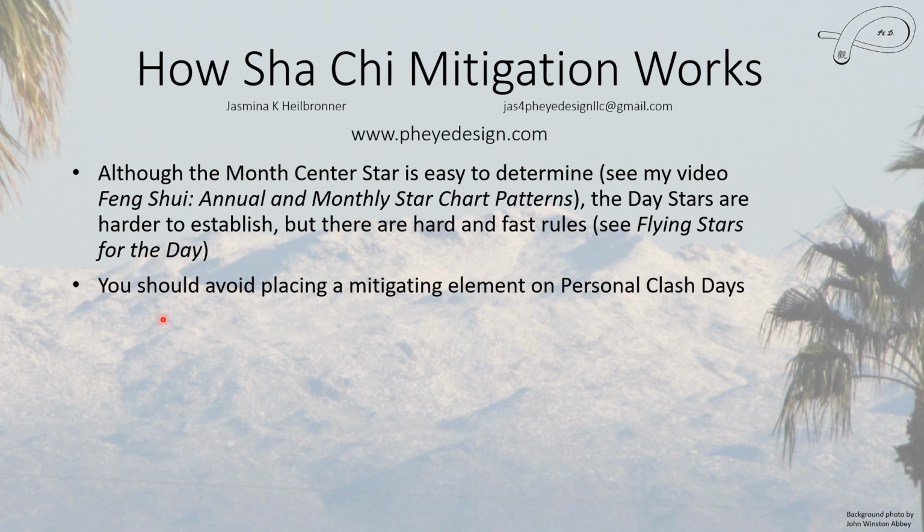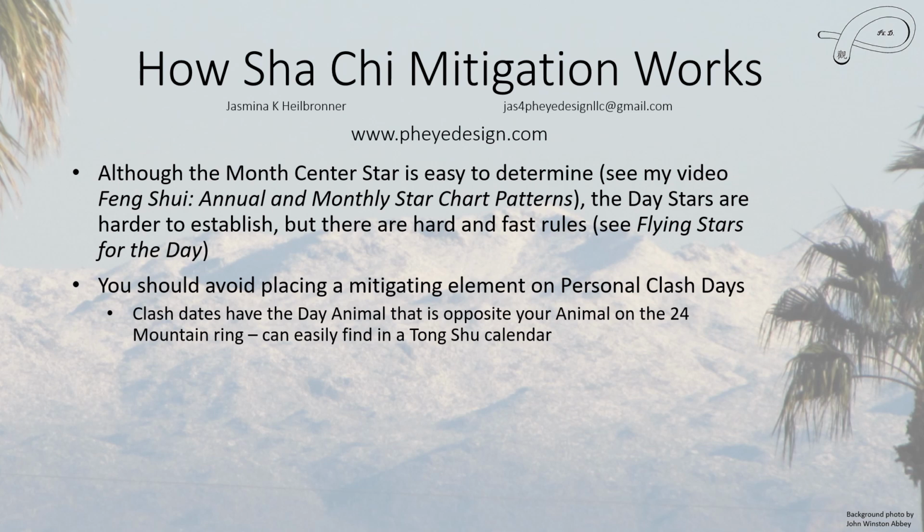Now, when you're placing the mitigation element, you want to avoid personal clash days. Clash days are days where the animal sign of the day is opposite your animal sign, and we're talking about the 24 mountain ring. Most people know what their clash animals are. If you don't, just Google clash animal and it'll be explained. It's everywhere.